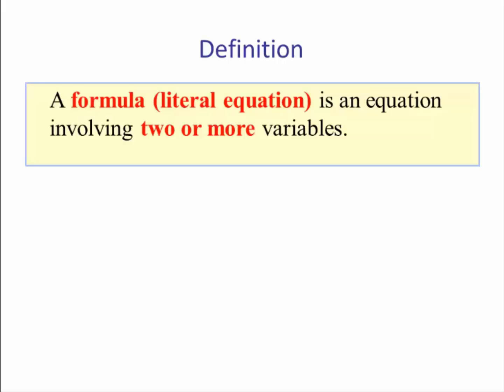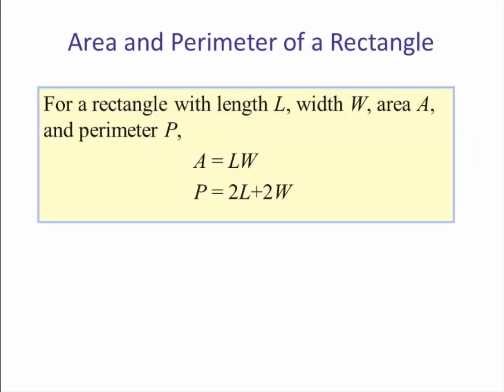Let's look at an example. For a rectangle with length L and width W, area, denoted capital A, and perimeter, capital P: the area of a rectangle is A equals L times W, and P equals 2 times L plus 2 times W. Both of these are examples of formulas, or literal equations.